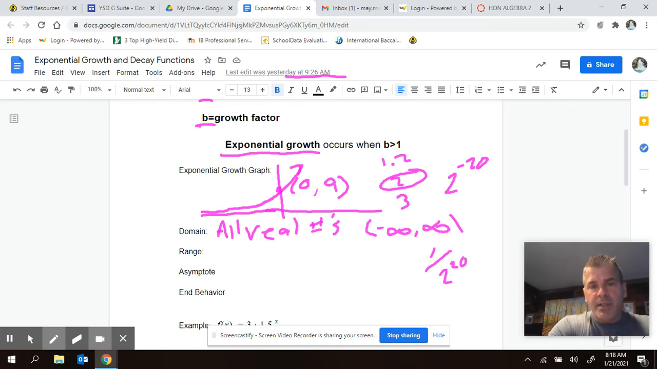So the range in this case is going to be all reals. I'm going to put it in interval notation this time. So it's going to be all reals from 0, with a parenthesis there because we're not including 0, up to positive infinity.